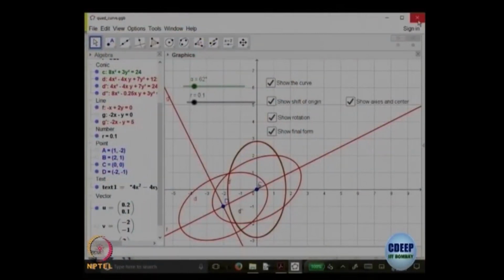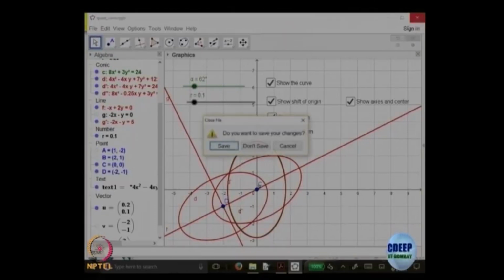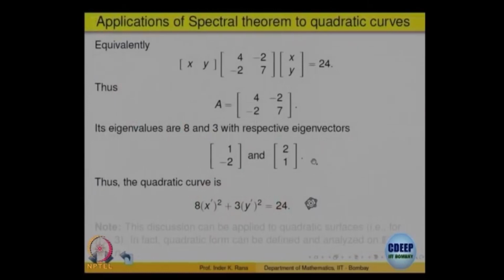So, use that if you want to have a change of scenario, playing with software and trying to understand mathematics. So, that is an application of the spectral theorem.